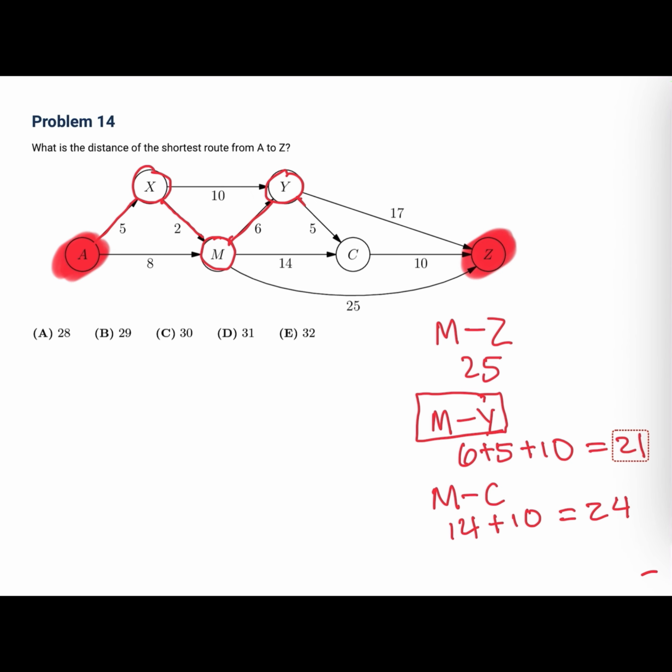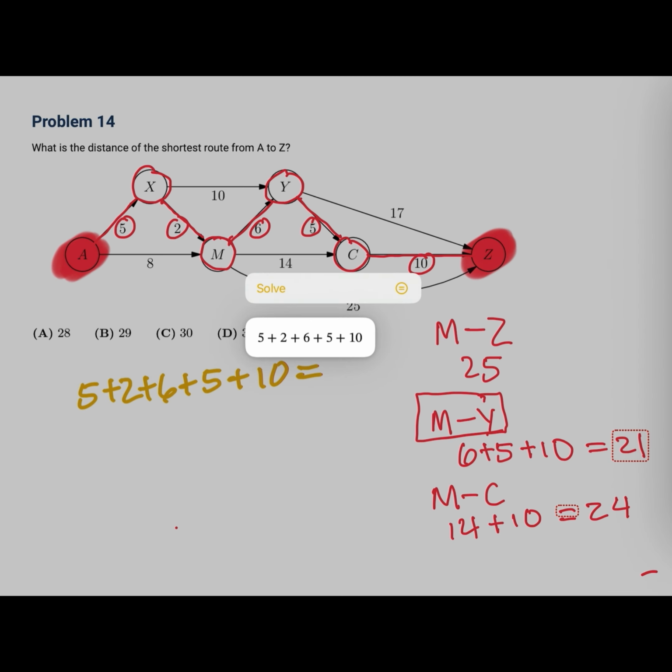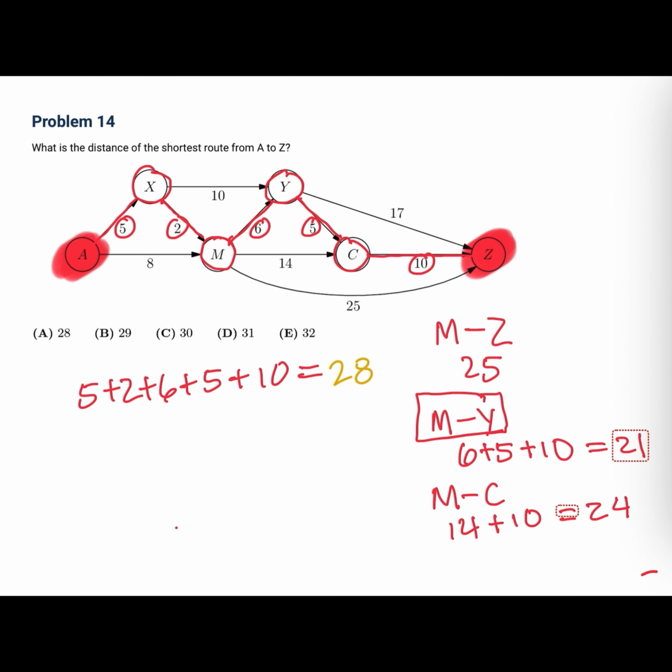So we'll go ahead and draw that path out. Alright, now that we've determined the shortest route, the problem asks us what's the distance. So all we have to do is add up all of our numbers and find our answer. 5, 2, 6, 5, and 10. 5 plus 2 plus 6 plus 5 plus 10. Adding up all these numbers, we get that our answer is 28. Our answer is A.